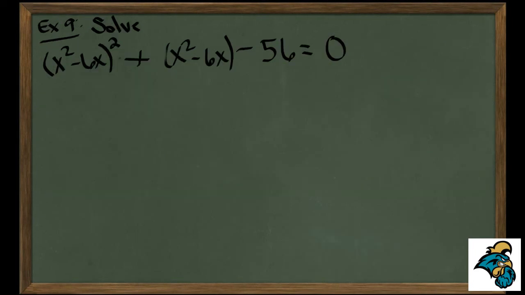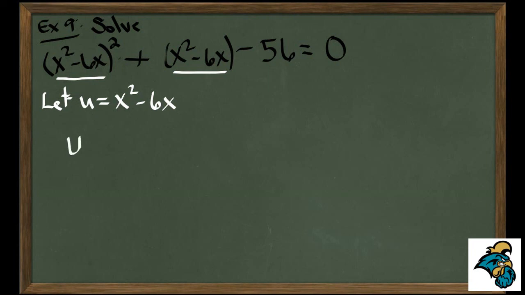Example 9, we're going to solve this equation. As you can see, we have this x squared minus 6x here and another x squared minus 6x. Okay, this is very complicated as is. So whenever you see something super complicated, you're probably going to want to do a u substitution to simplify it. So I'm going to say let u equal x squared minus 6x, since I have that in both places. That simplifies. Now I have just simply u squared plus, and I'm going to put a 1 here just so I know, plus 1u minus 56 is equal to 0.